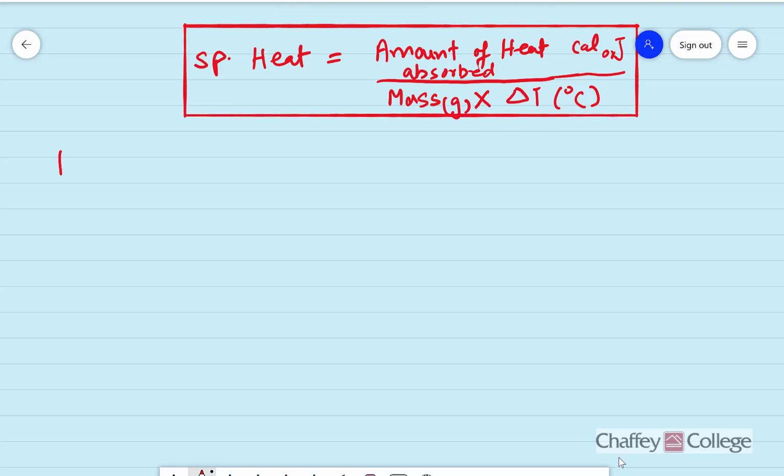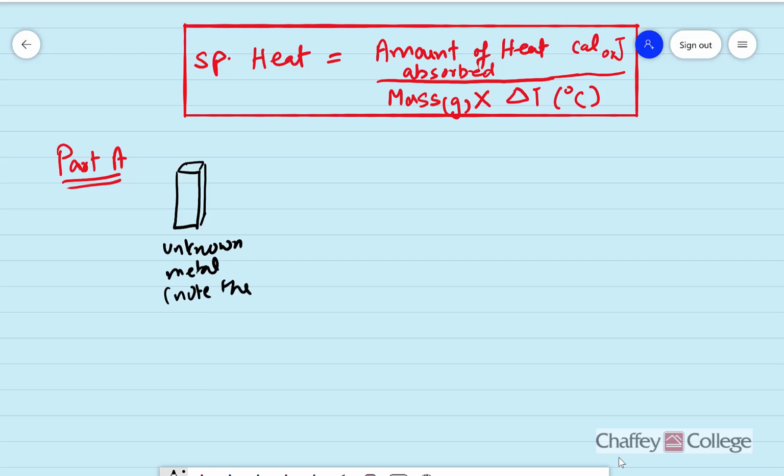So let's go over how we're going to conduct part A. In part A, we will be given an unknown metal. So imagine this is an unknown metal. First, we need to weigh it, and we need to note down the mass of the metal.